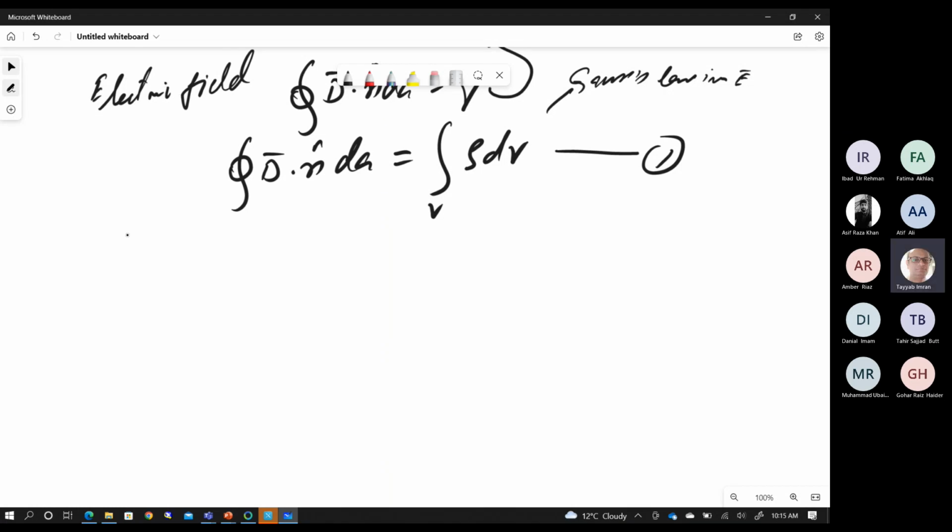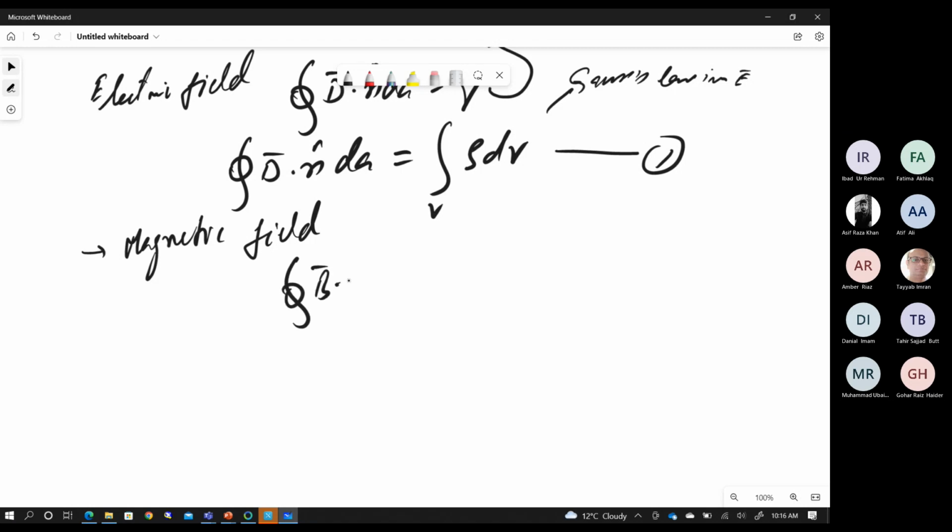Now if you move further, for the magnetic field, we know already this equation. And this equation I call number 2. So magnetic field is continuous. It's not like negative or positive charges. So magnetic field is continuous from south to north.